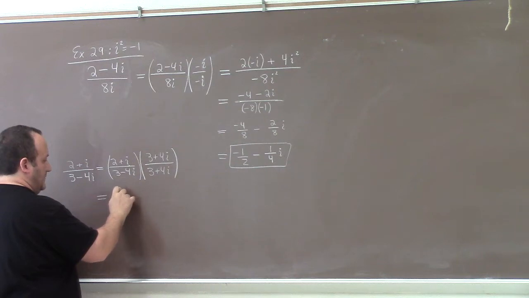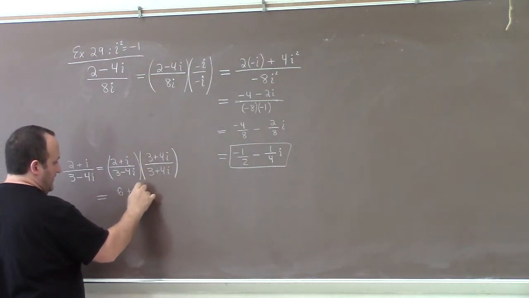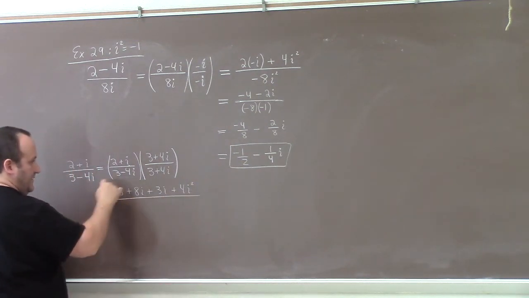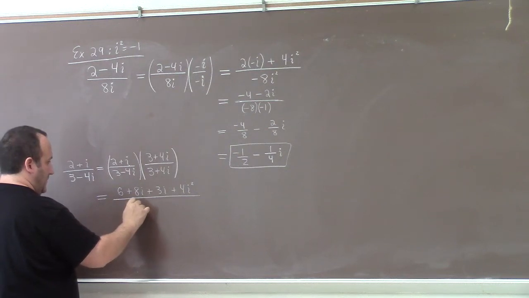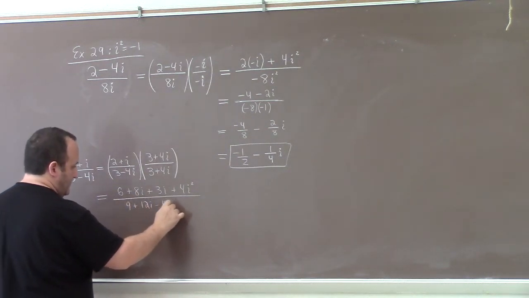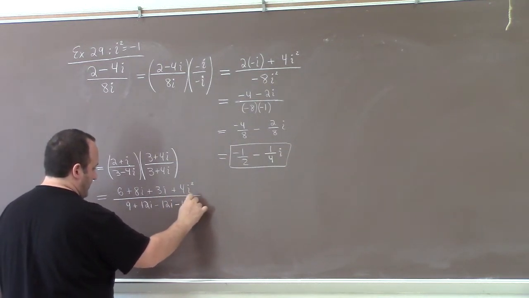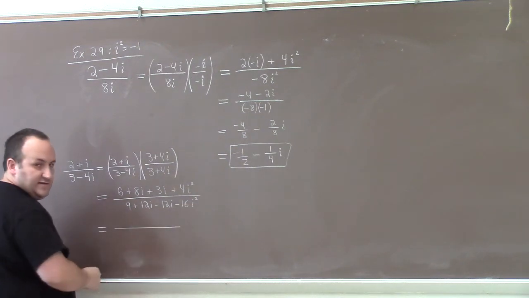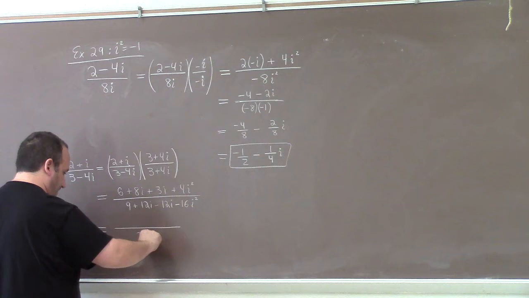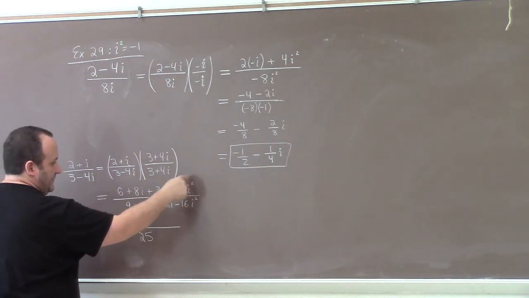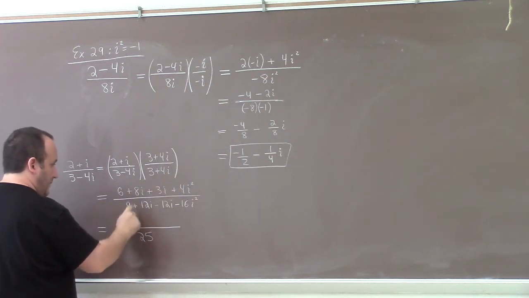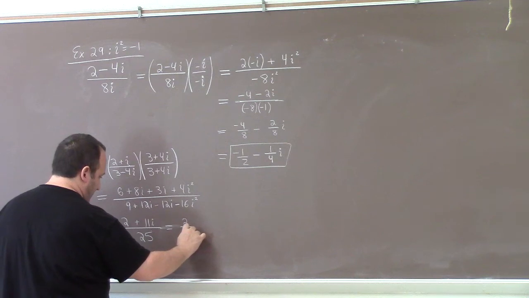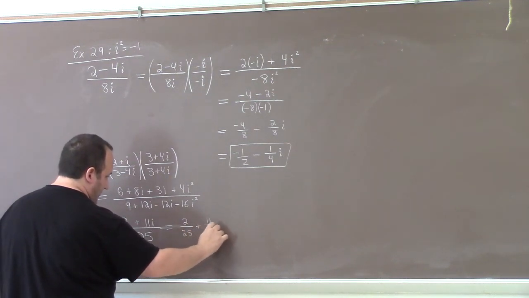So 2 times 3 is 6. 2 times 4 is 8, so 8i plus 3i plus 4i squared. Downstairs, I get 9 plus 12i minus 12i minus 16i squared. So what's the denominator simplify to? It actually simplifies to 9 plus 16, which is 25. And upstairs, i squared is minus 1, so 6 minus 4 is 2, and then plus 11i. So the answer is 2 over 25 plus 11 over 25 times i.